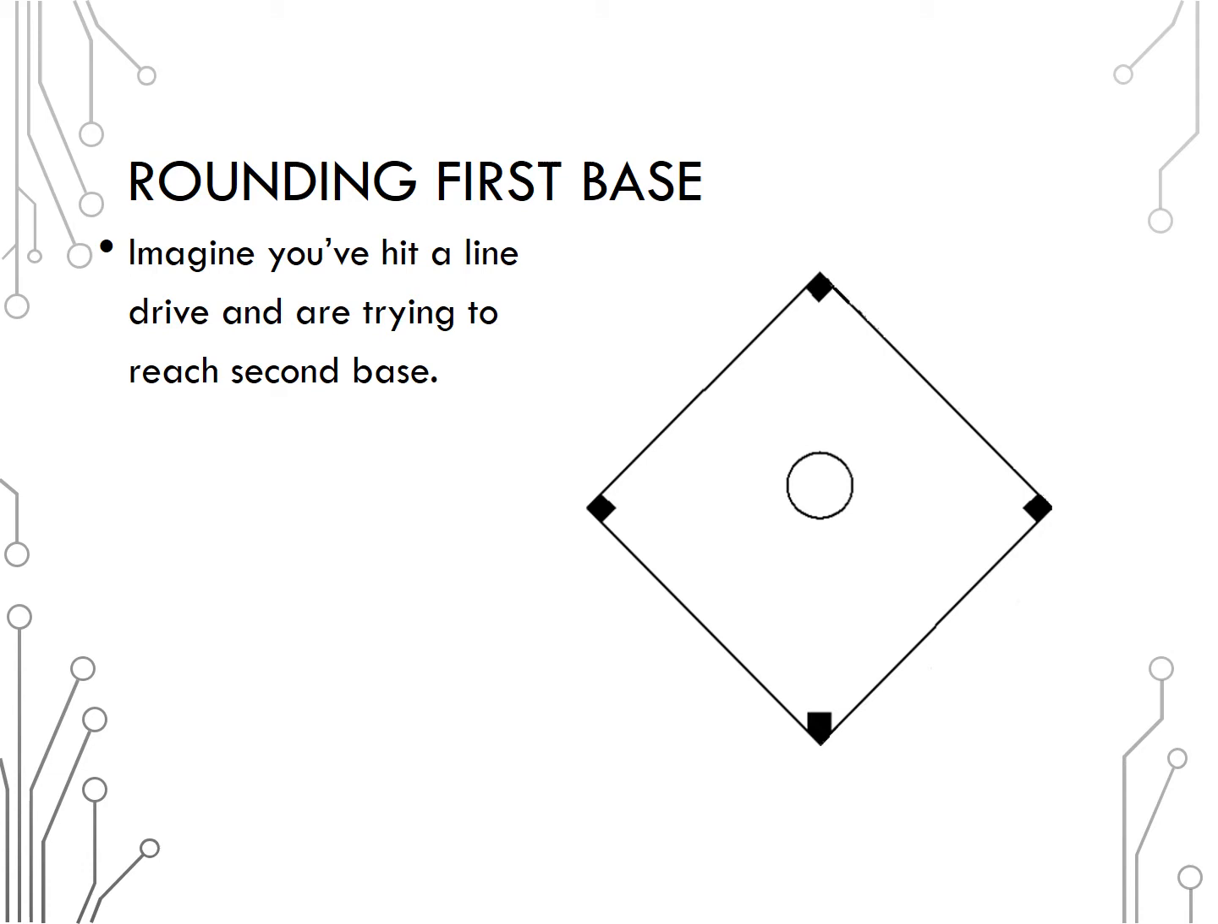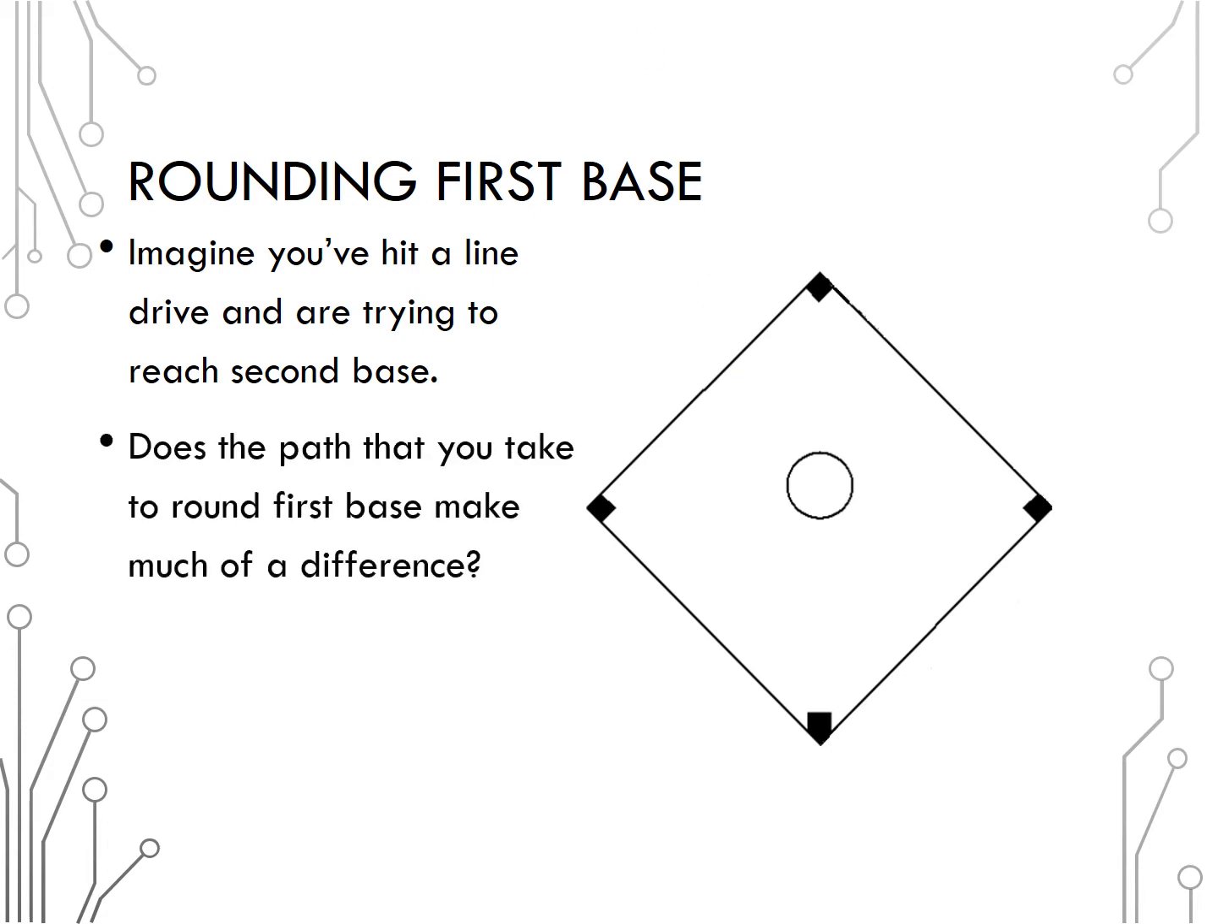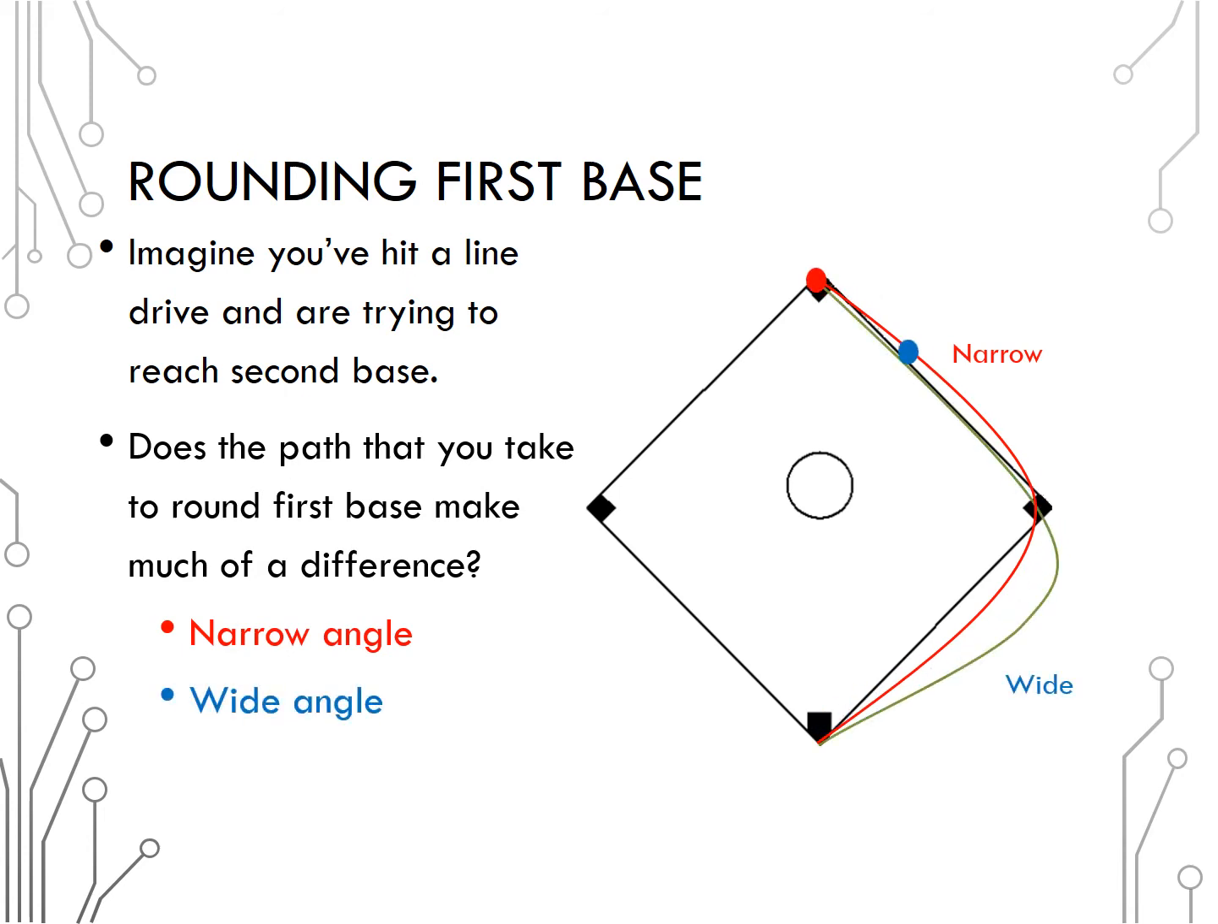Let's use the example from your book in section 7.2. Imagine you've hit a line drive and you're trying to reach second base. What path should you take? Does the path you take to round first base make much of a difference? You can either take a narrow angle, which takes you tight to the baselines, or you can get out wide before first base to round more quickly. We will call these the narrow and wide angle paths.